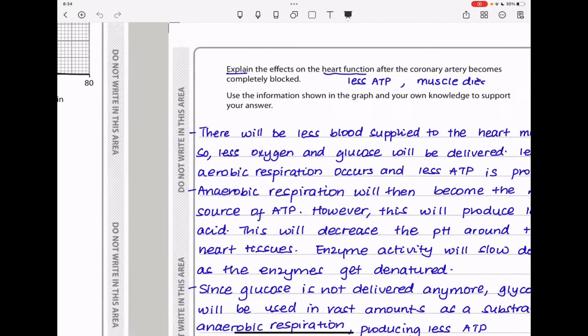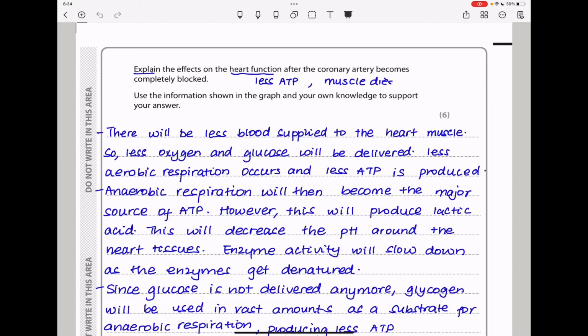So moving to the next page, let's explain the effect on heart function after the coronary artery becomes completely blocked. They want you to use the information shown in the graph and your own knowledge to support your answer. Here I began by looking at the theory of everything. I said there will be less blood supply to the heart muscle. This is if in the process of the blockage of the coronary artery, there will be less blood supply to the heart muscle. If that occurs, there will be less oxygen and glucose delivered. Therefore, there will be less aerobic respiration and less ATP will be produced.